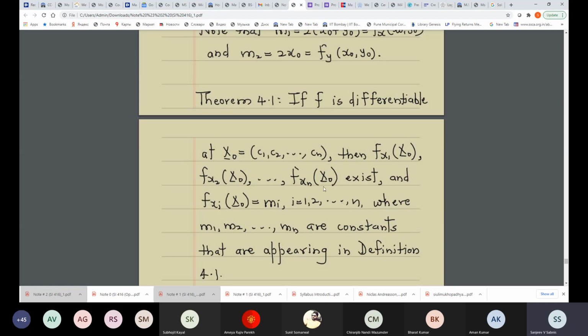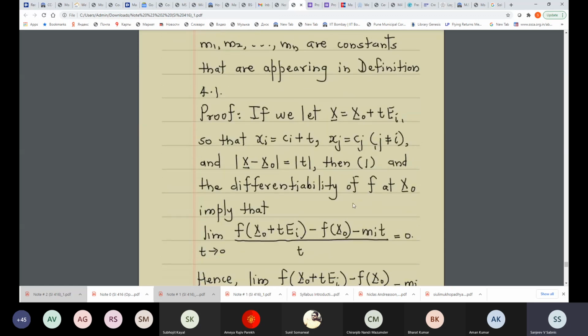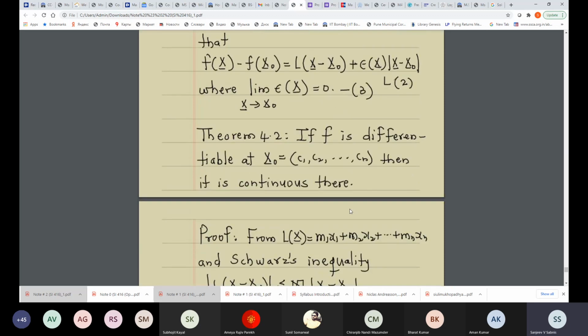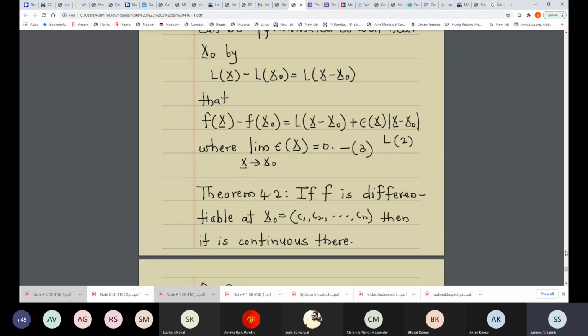So even though the partial derivatives exist, the function is not differentiable, and the fact that the function is non-differentiable follows from this. It follows from 4.